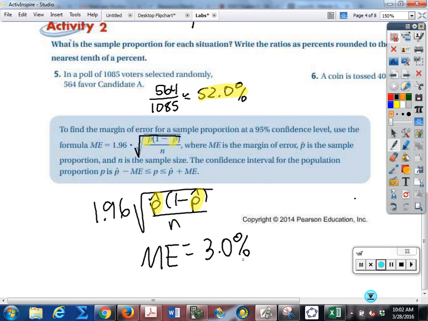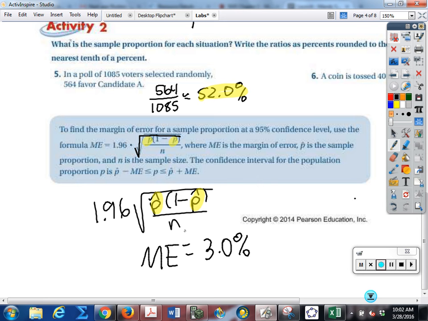based on our margin of error, which has to do with the proportion, and really it mostly has to do with the number of people that you survey. The more people you survey, the smaller your margin of error is. Here, on this one, my margin of error was 3%.